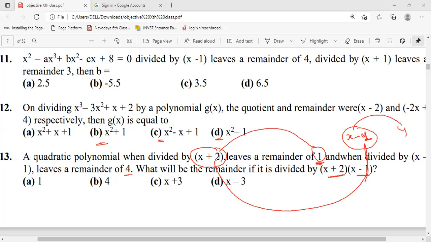Now you are dividing with these two at a time. The remainder is a combination of these two. 4 minus 1, that is 3. So x plus 3 is the answer. Okay. Next.